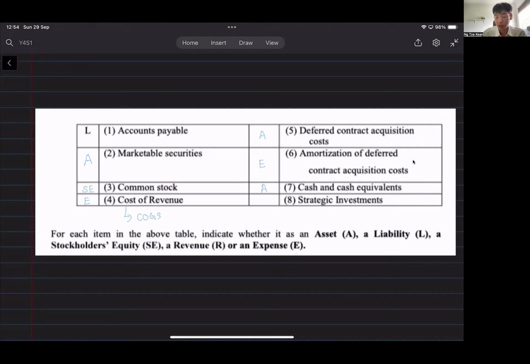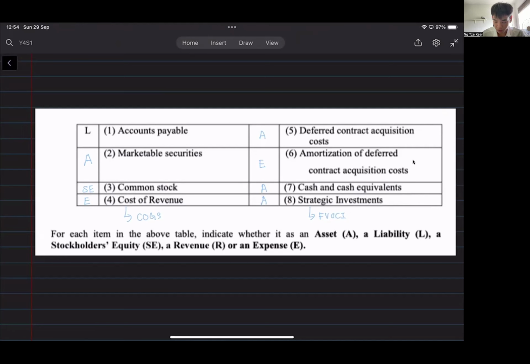Next, we have strategic investments. So I would presume that strategic investment here would mean the long-term investments. So long-term investments, such as, say, items in your FVOCI, which would be covered in later seminars and tutorials. So these are actually long-term investments, and long-term investments will fall under your asset. And so we're done with parts 1 to 8 for question 1.